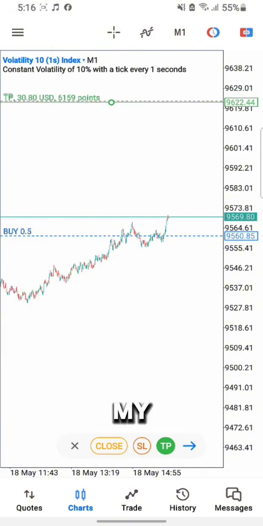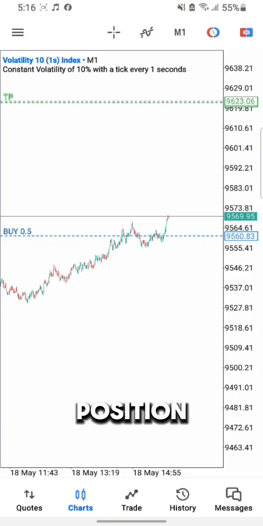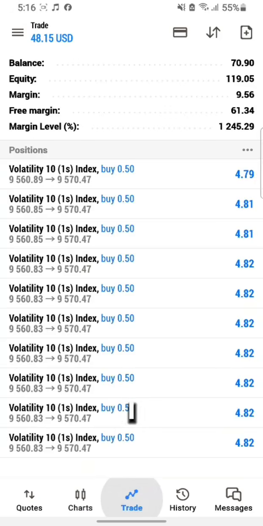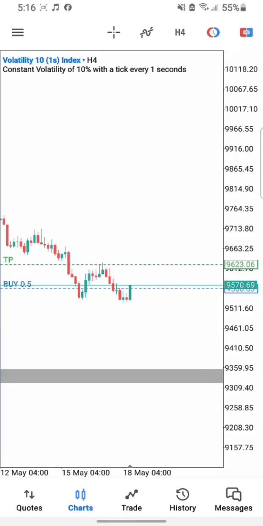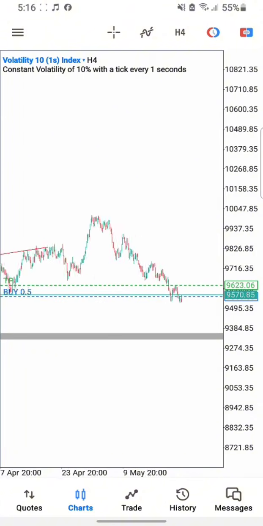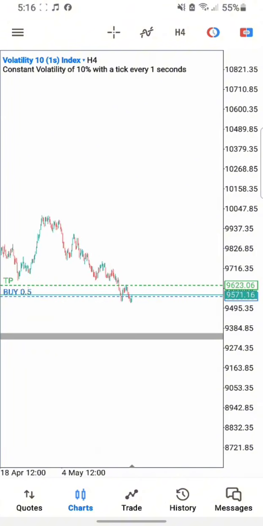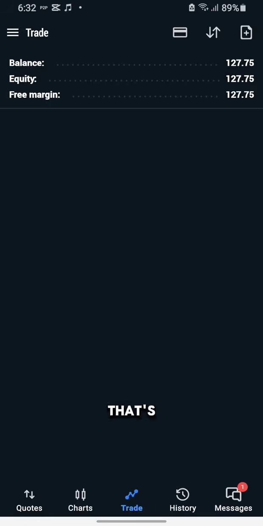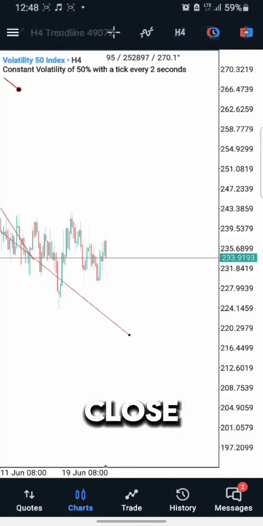I'm adjusting my TP to a more favorable position so that even if the market closes, I can just take that profit and then I will leave the market. As you can see, we've almost doubled the account, and that's enough, 120 something. And then after some time we close the market.